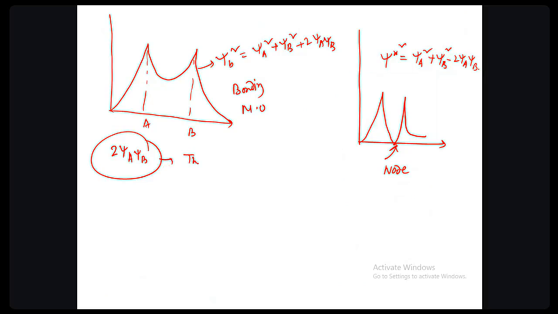So the integral of psi A psi B dr with respect to radius dr is known as the overlap integral. Now I can tell you that you have to remember all these graphs, because sometimes in the question they ask which is the correct graph for bonding or anti-bonding. So you have to remember. And the overlap integral is represented by capital S.